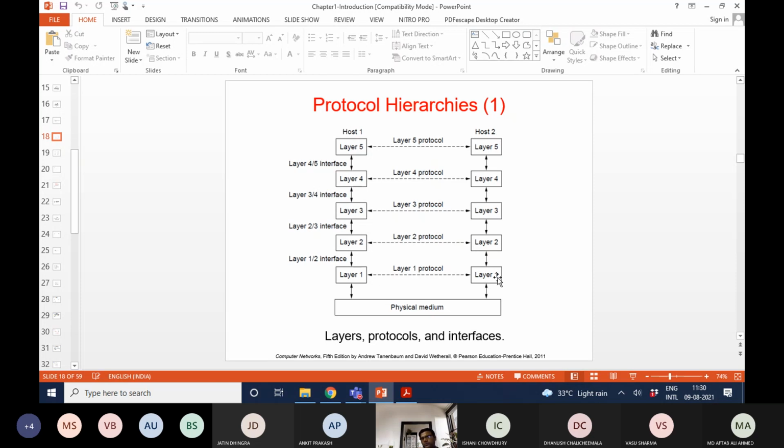In each device, that means in each host, layer 1 will have the same set of protocols. That's why it is called a layer 1 protocol. So the same set of protocols will be followed in layer 1, in layer 2, and in layer 3 also. In layer 4 and layer 5 also, whatever protocols we follow in both devices will be the same.